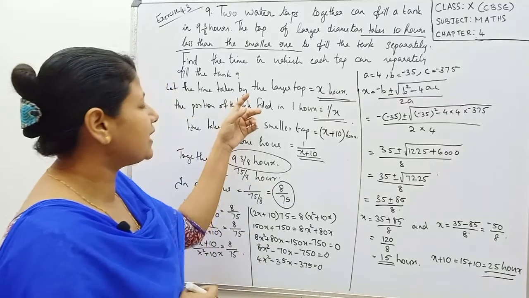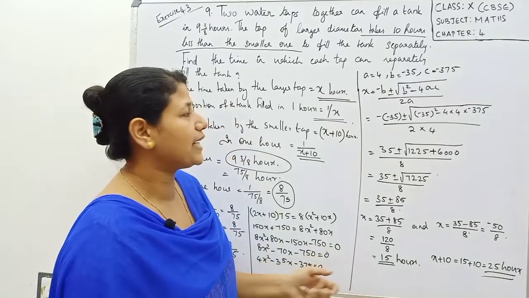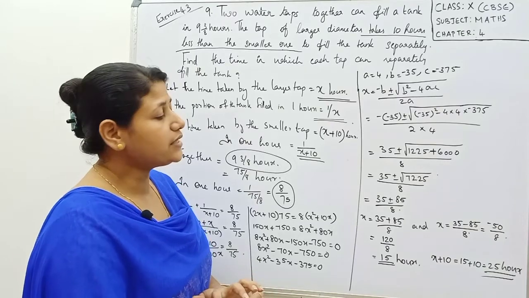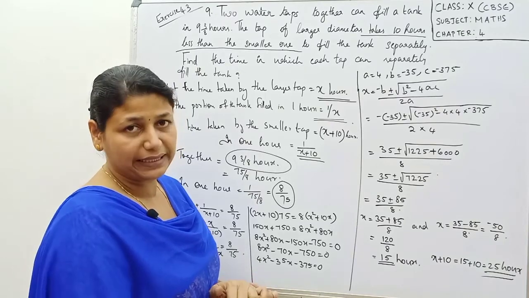That means the larger tap takes 15 hours to fill the tank completely and the smaller one takes 25 hours to fill the tank completely.